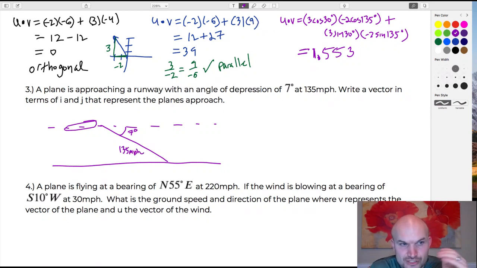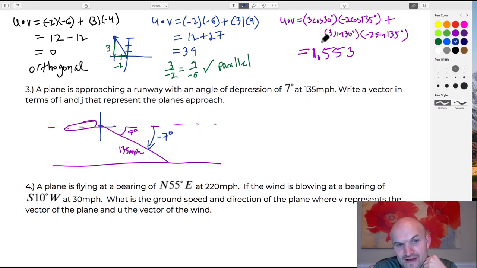Okay, so write a vector in terms of i and j that represents the plane's approach. So basically, we want to write a vector from where the plane is and how it's approaching the runway. We have an angle of depression of 7 degrees. There's a couple different ways we could do this. Now, obviously, in standard form, that's going to be negative 7 degrees, right? So it's an angle of depression of 7 degrees, but in standard form, that's negative 7 degrees.